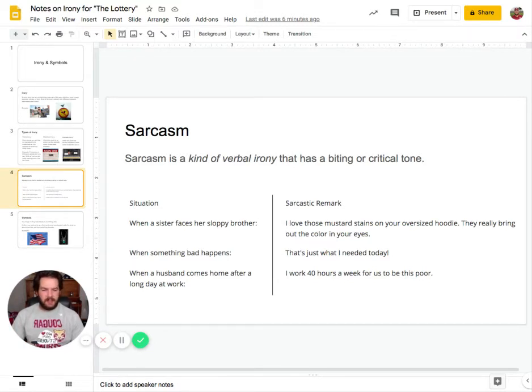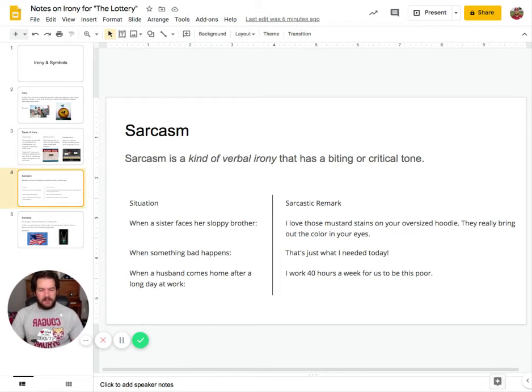When you say something in a sarcastic tone, it means the opposite of what you really mean. Here are a couple examples on the screen. If you are with your brother and he's a very sloppy brother, you would say something like, oh, I love the mustard stains on your oversized hoodie. They really bring out the color of your eyes. That's not what you mean. You mean that your brother is a little bit messy, right? But you're saying, oh, I love it. So you're using a sarcastic tone, and what you're saying is the opposite of what you mean.